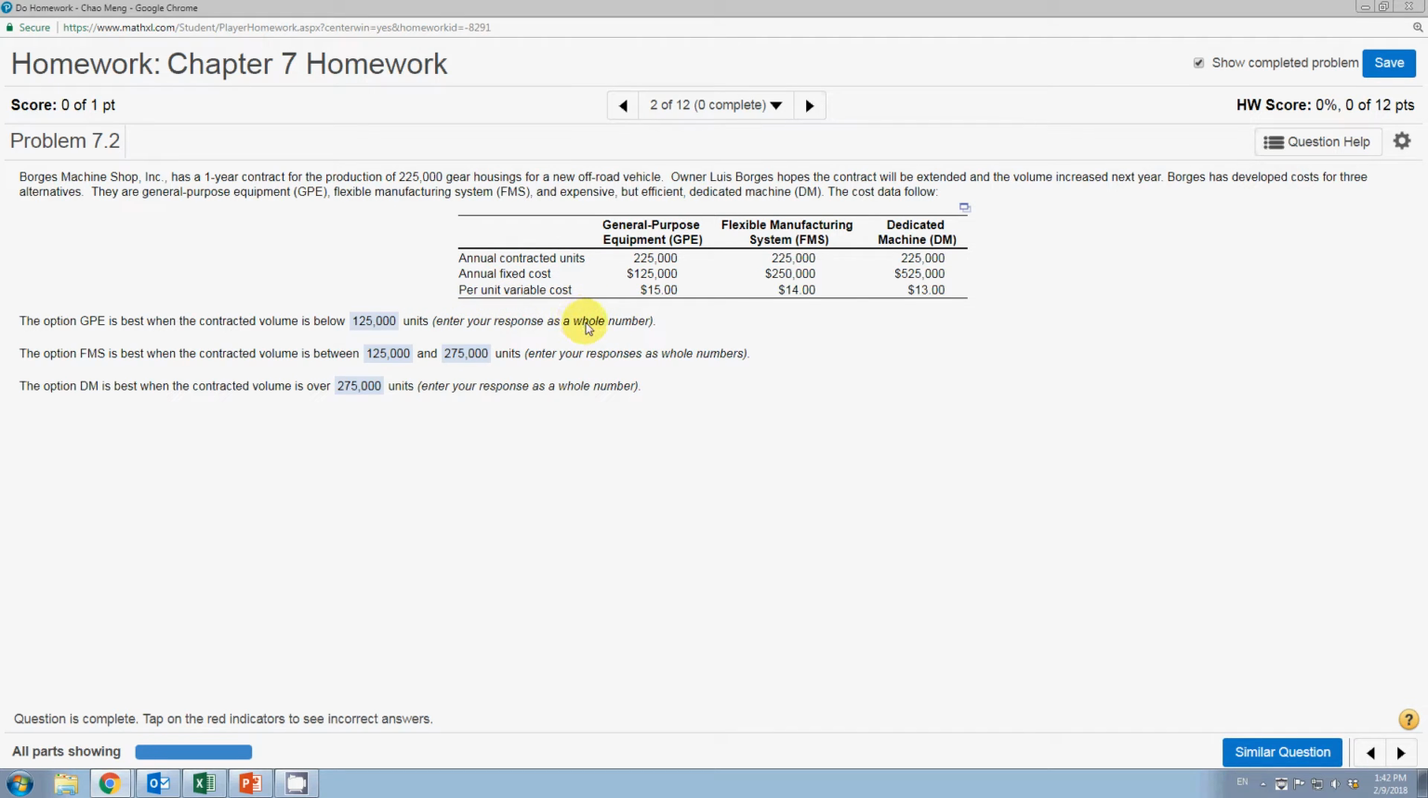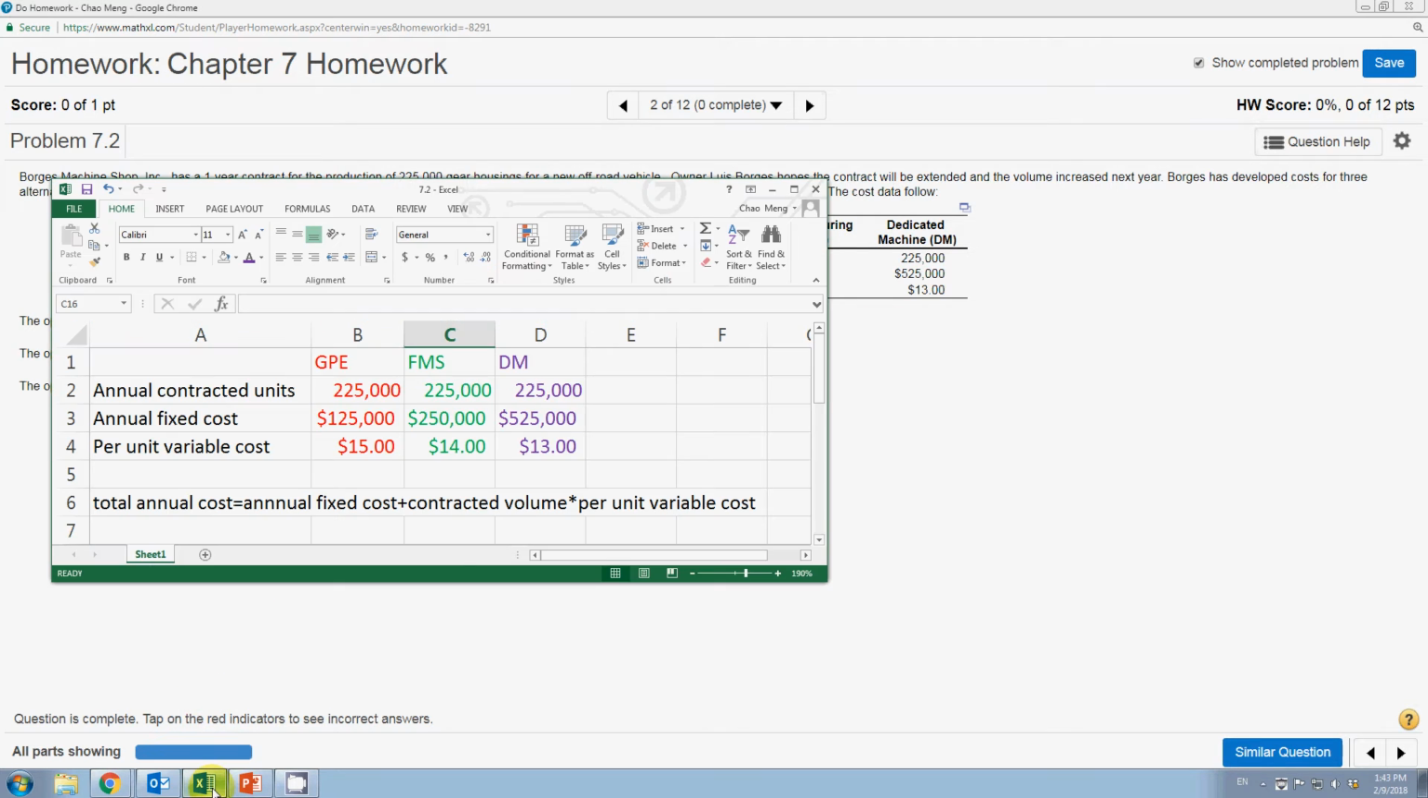So our job is to find when the GPE has the lowest cost, when the FMS has the lowest cost, and when the DM has the lowest cost. In other words, we need to find the break-even points for those three options. Okay, so let's work on it.